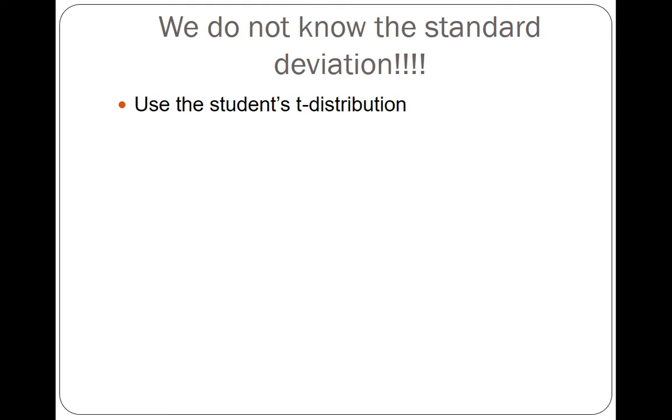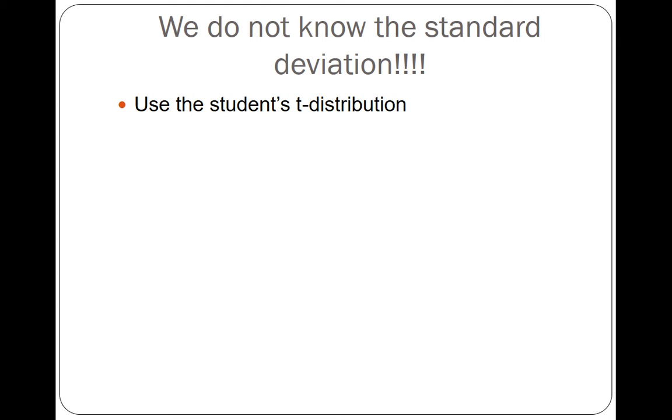Here's the problem. We don't know the standard deviation. So because we don't know the standard deviation, we have to approximate it. And since we approximate the standard deviation, we have to go up like 4 or 5 letters from z to t. Okay, so t is going to be our new distribution.